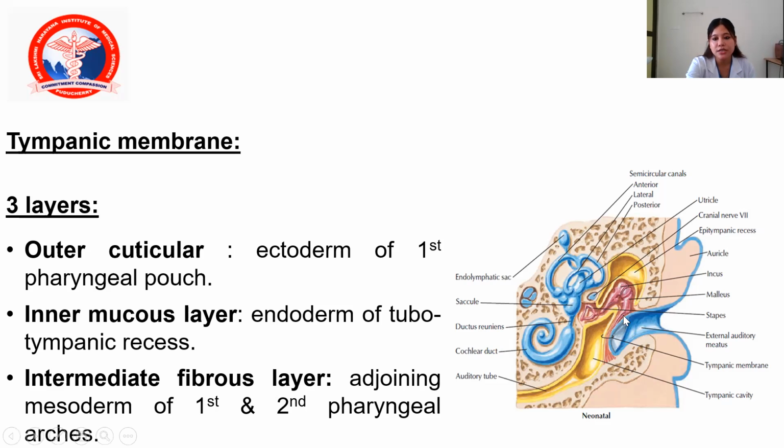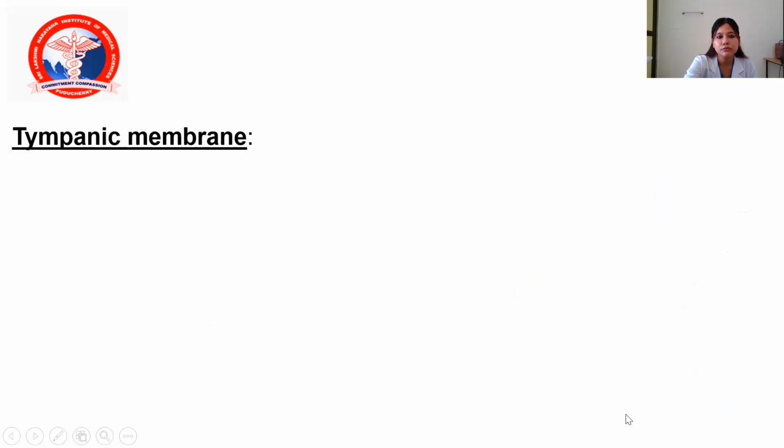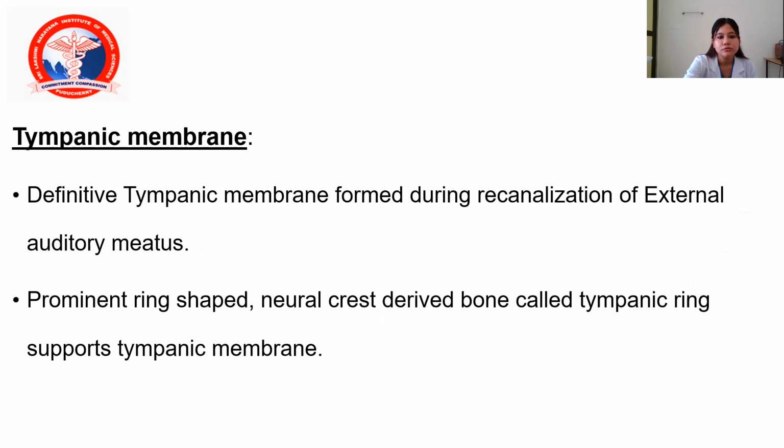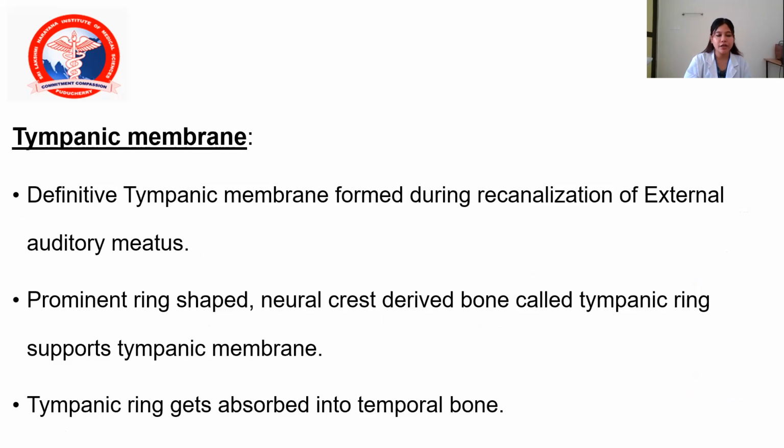So in this image you can see the outer cuticular layer, the intermediate fibrous layer, and the inner endoderm layer. In most of the images, the ectoderm is shown by blue color, mesoderm most of the time by pink color, and endoderm by orange or yellow color. So till now we have learned the tympanic membrane has 3 layers.